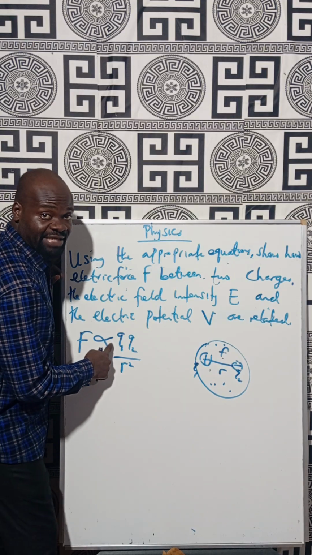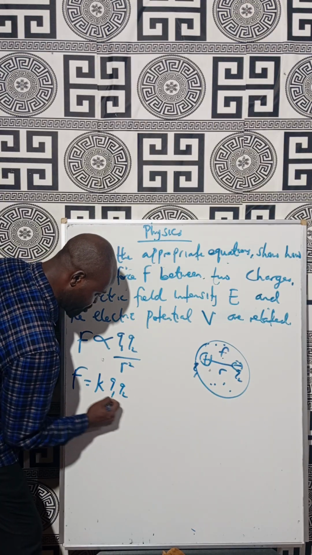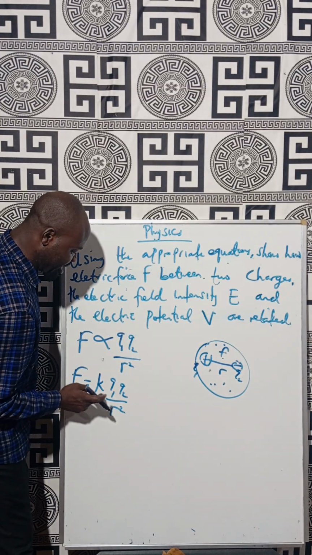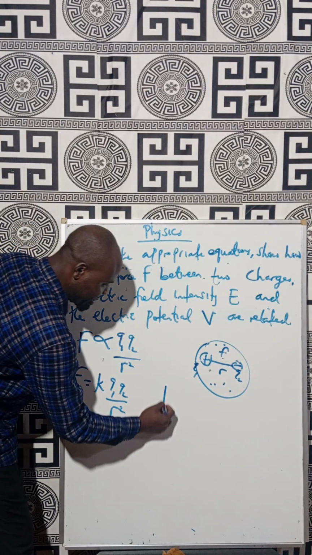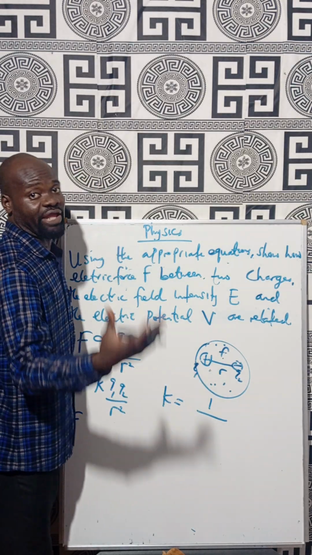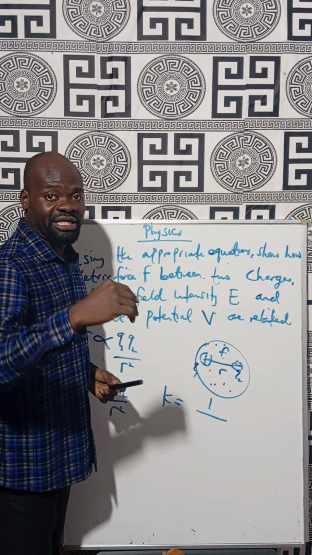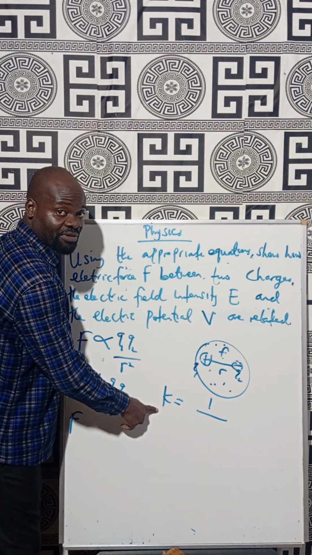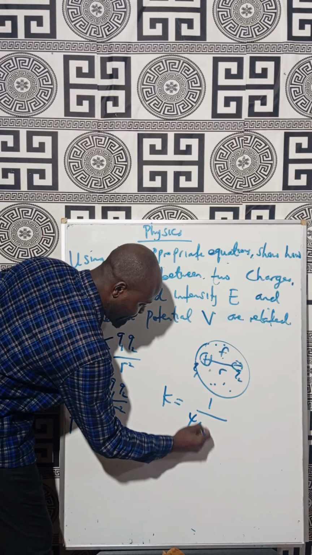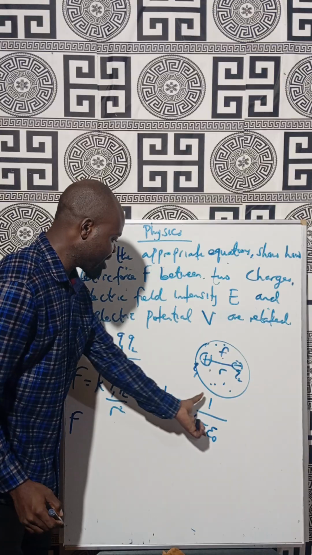K, where K is my constant. So I have K times Q1, Q2 all over R squared. Don't forget that normally K will be given in your question, and if you are not given, you have to know it offhand. K is called the electric constant. My K is 1 over 4 pi permittivity naught. That's what my K stands for.